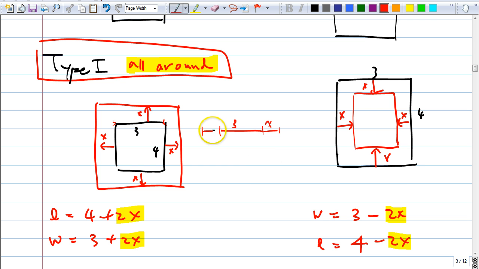Okay, what about if this is x over here? What is that whole thing then? Is it still 3 plus x? Yeah, 3 plus x, right? What is that? Are you sure? This is 3 plus 2x?